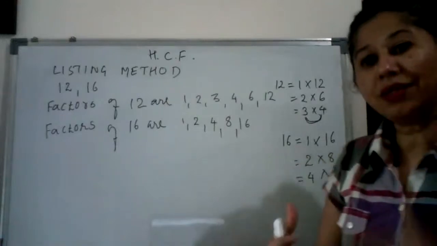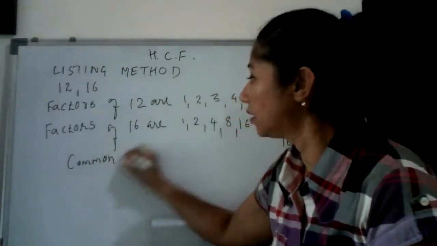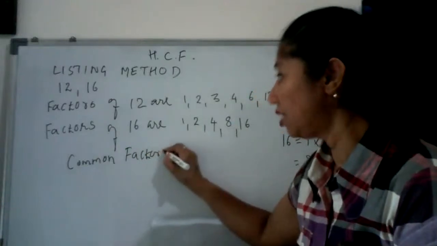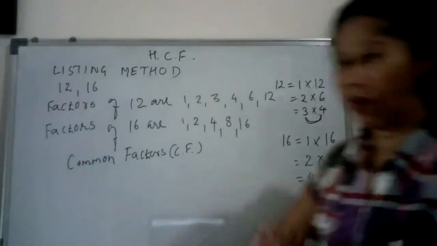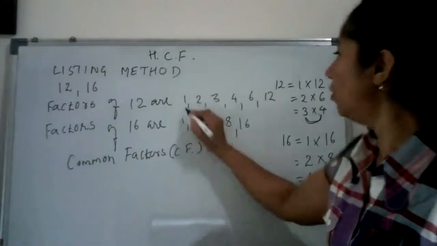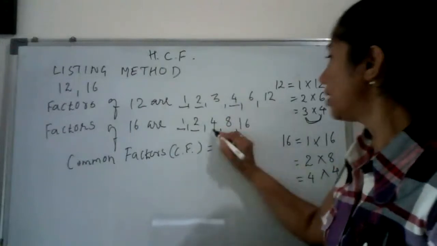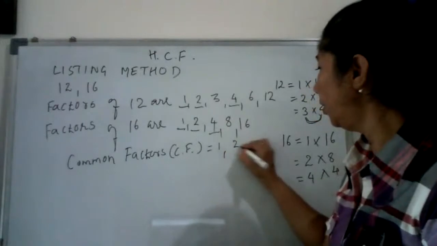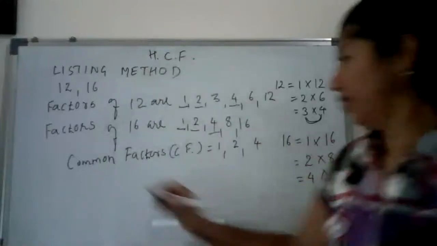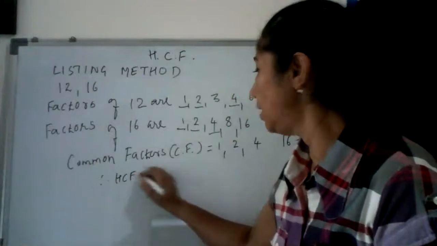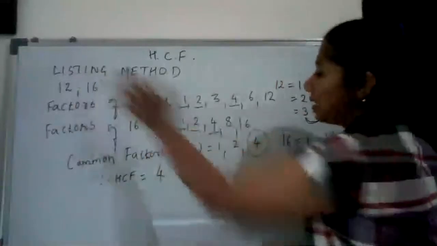Okay? And now what is to be done? What you have to do? You have to find out the common factors. And if you don't want to write the whole statement here, you can write it this way also, common factors, C.F. So it is understood. It is allowed. Okay. So common factors. Which are the common factors now? Underline it. 1 is common. 2 is common. 4 is common, right? So let's list out 1, 2, and 4. Out of this, which is the largest or highest factor? So therefore, HCF is equal to, which is the largest one? 4. And hence we can say HCF of 12 and 16 is 4.